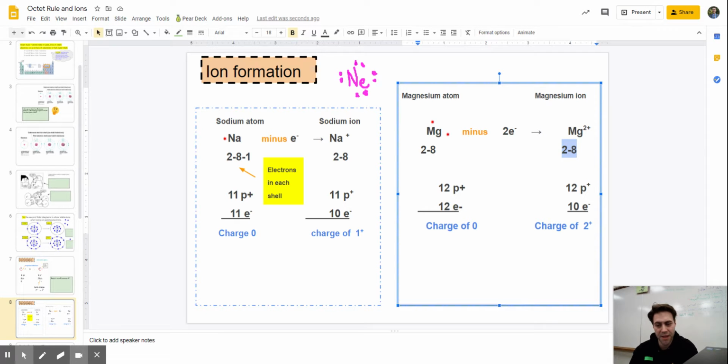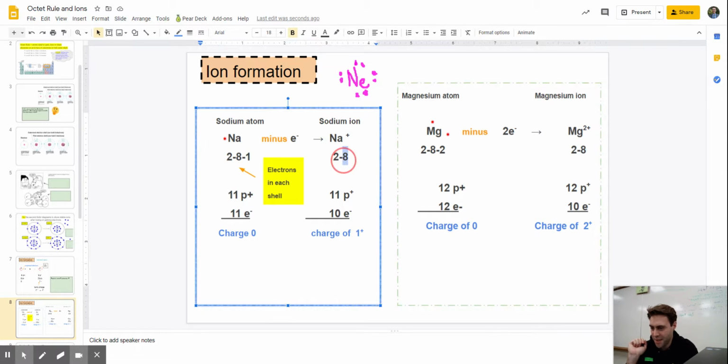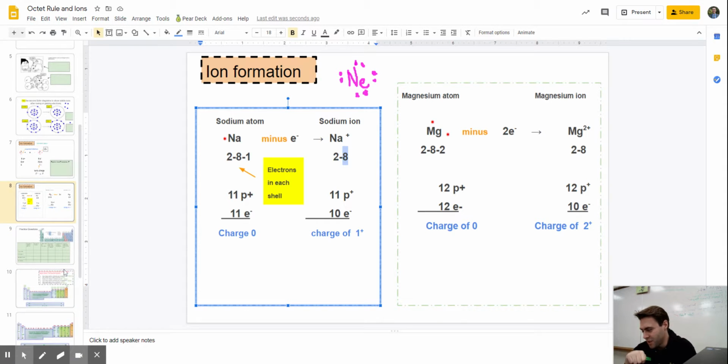So now it's a +2, and you put the number. You only don't put the number if it's a 1. All right, so that's magnesium. Magnesium will again have a full octet. See that 8 there, full octet. That 8 there, full octet. So sodium and magnesium both will have a full octet, and they'll look just like neon, the next noble gas.